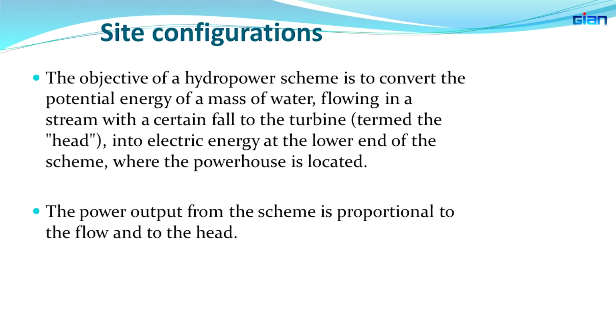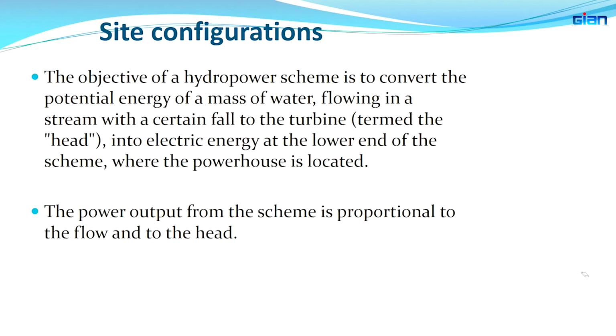The objective of a hydropower scheme is to convert the potential energy of mass of water flowing in a stream with a certain fall to the turbine, the fall being termed the head, into electrical energy at the lower end of the scheme where the powerhouse is located. The power output from the scheme is proportional to the flow and the head.